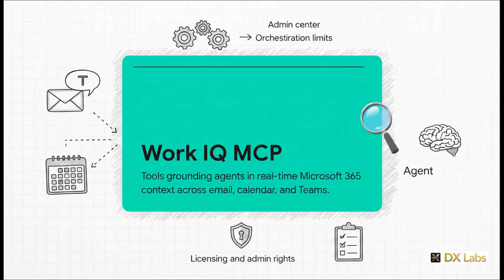Which brings us to the newest preview tools out there, WorkIQ MCP. These tools basically ground your agent in real-time Microsoft 365 context, pulling from emails, calendars, and Teams chats. But for the AB 620 exam, you gotta memorize the prerequisite checklist for this. It strictly requires a Microsoft 365 Copilot license, and your organization's admin must explicitly enable those specific WorkIQ MCP servers in the admin center before any maker can even try to connect their agents.